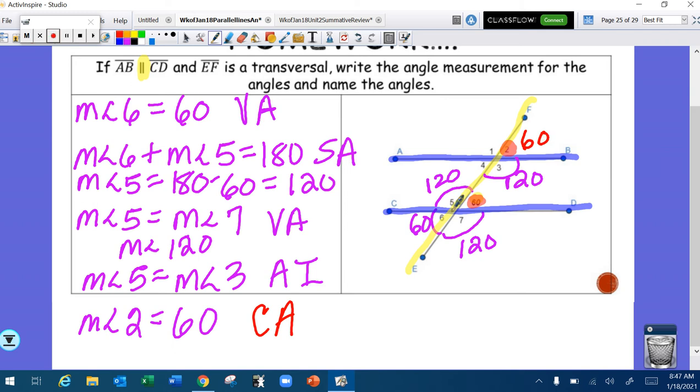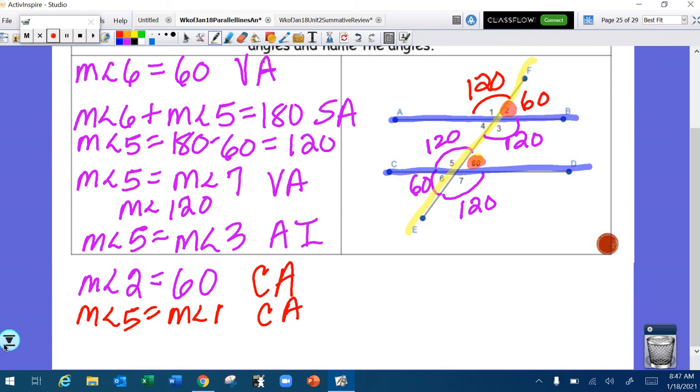And that same idea, I could say the measure of angle 5 is equal to the measure of angle 1 for corresponding angles as well. So if 5 is 120, 5 is at the top of the bottom line, and 1 is at the top of the top line. So this right here is also 120 degrees. So I'm going to say the measure of angle 1 is 120.